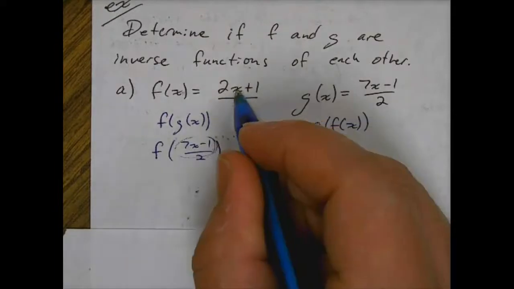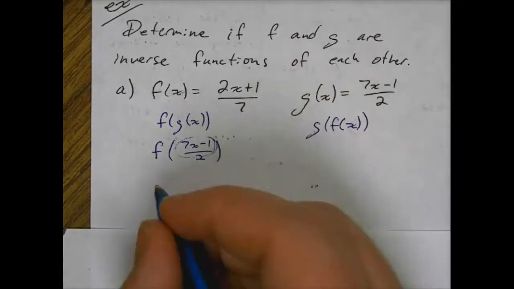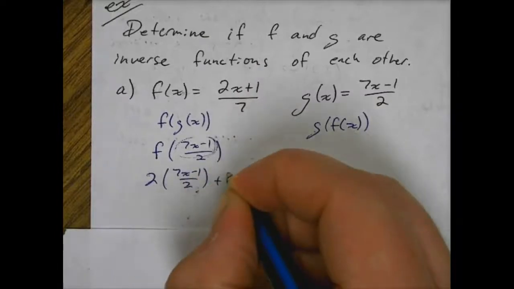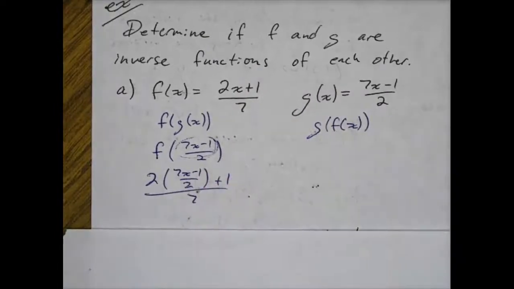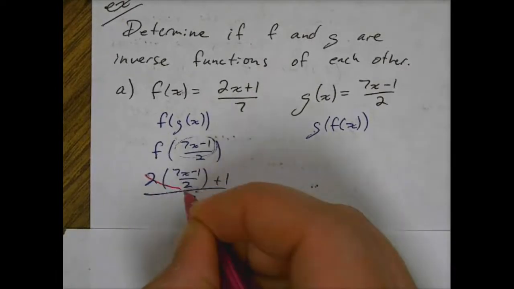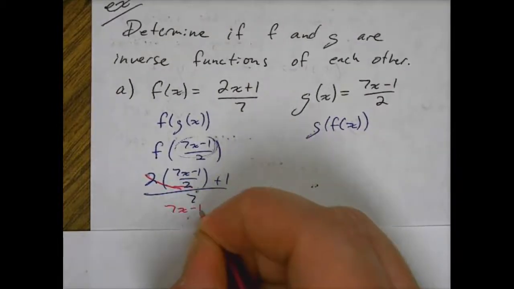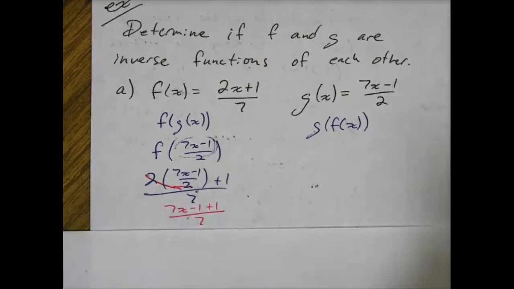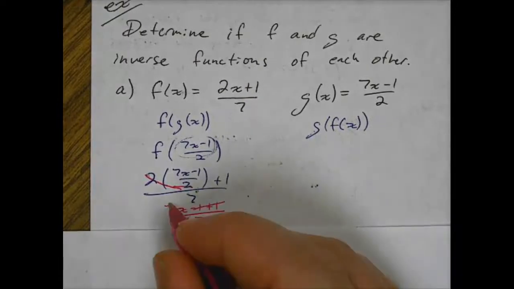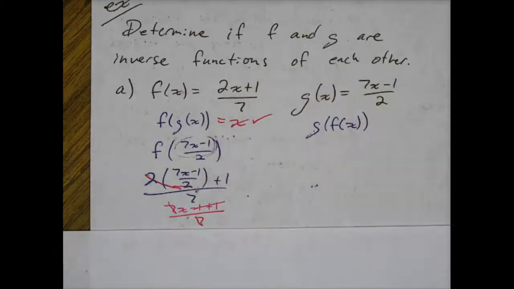So go to f. My variable is right there. So I have 2 times my variable plus 1 divided by 7. So 2 times my variable plus 1 divided by 7. All right, so now check this out. 2 divided by 2 makes 1. So I'm left with 7x minus 1 plus 1 divided by 7. Negative 1 plus 1 is 0. 7 divided by 7 is 1. So this just simplifies to x in the end. We are good in that direction.